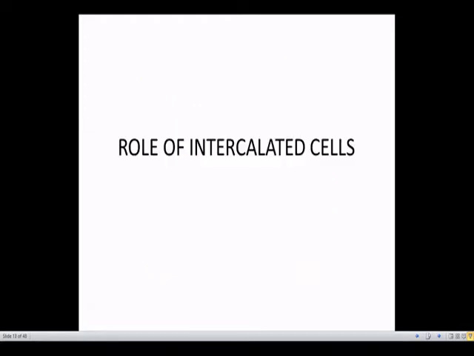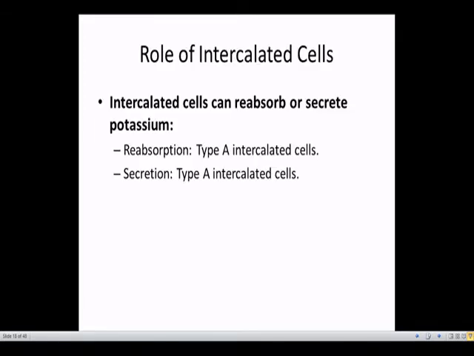Role of intercalated cells. Intercalated cells can reabsorb or secrete potassium. The reabsorption occurs through the type A intercalated cells, and the secretion occurs through type B intercalated cells. There is a mistake in this slide.